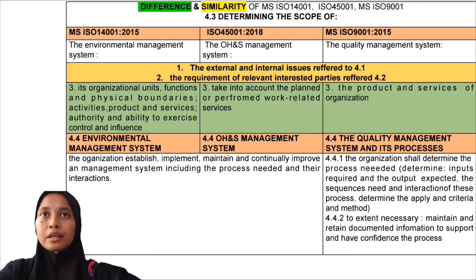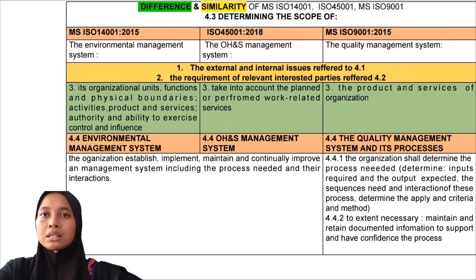Point 3 for EMS is the organization's units, functions and physical boundaries, activities, products and services, and authority and ability to exercise control and influence. For the OHS management system, point 3 takes into account planned or performed work-related activities. 4.3 of QMS is the products and services of the organization. 4.4 for the environmental management system and OHS management system is the same: the organization shall establish, implement, maintain and continually improve the management system, including the processes needed and their interactions.